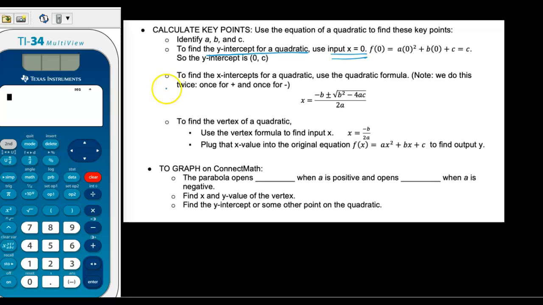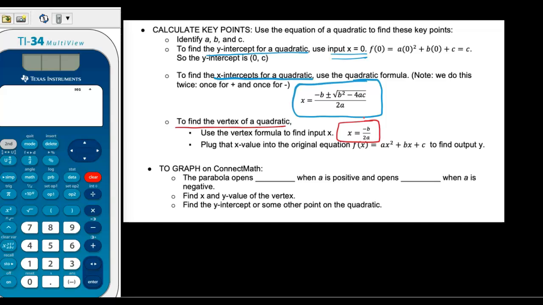There are a couple of different methods to do it. The method that we're going to focus on in this class is using the quadratic formula. So if you want to find the x-intercepts for a quadratic equation, then you're going to use the quadratic formula, which is right here. And I'll do an example in a minute where I show you how to use that. And then to find the vertex, all you have to do is use this formula, x equals negative b over 2a, and then we're going to plug that in to find y. And again, I'll do an example.